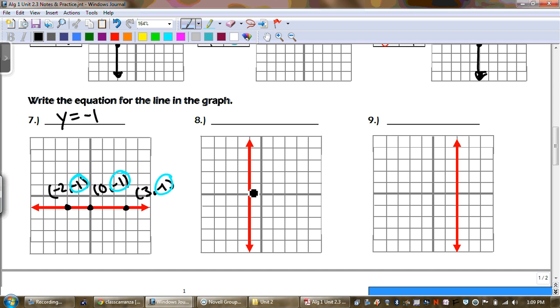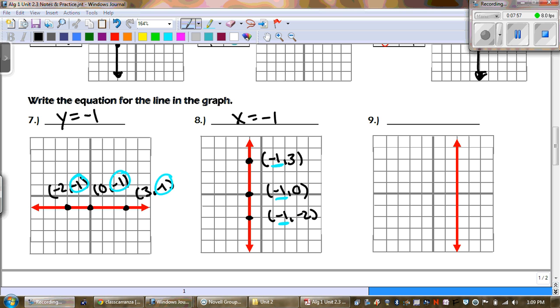Let's do the same thing for 8. You can pick any 3 points. We've got negative 1, 1, 2, 3, 3, negative 1, 0, and negative 1, negative 2. What's all the same? x is all the same. So x equals negative 1. All right, number 9, why don't you pause the video and do that one all on your own? Good luck.